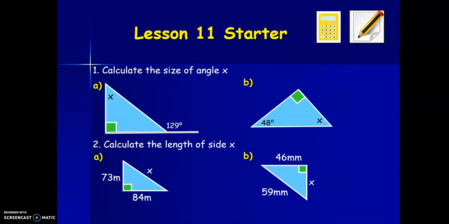So if you pause the video for a minute or two and have a go at these questions, please. Remember, where you see the notepad and pencil icon, copy the notes into your jotter or complete the work into your class jotter.